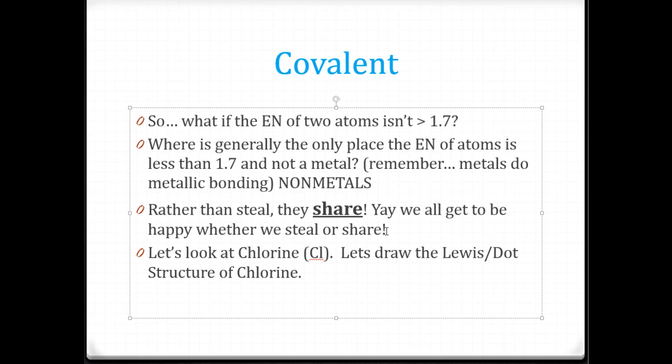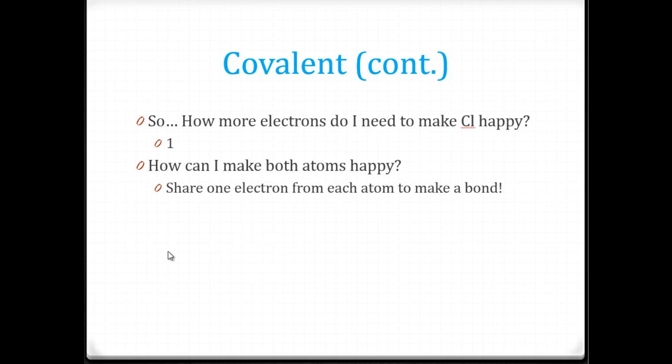So if we look at chlorine and we draw the Lewis dot structure for chlorine, we'll find that it has 7 valence electrons. So we need one more to make chlorine happy. Well, if I've got 2 chlorine atoms, how do you make them both happy? Well, you share 1 electron. So by sharing 1 electron from each chlorine atom, we can generate a covalent bond.